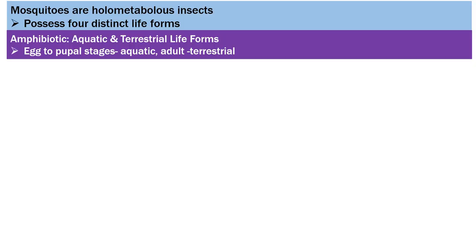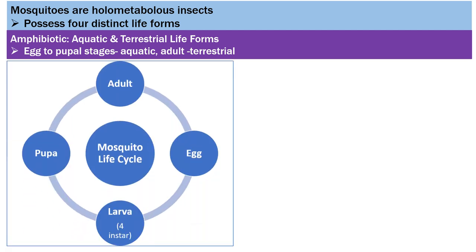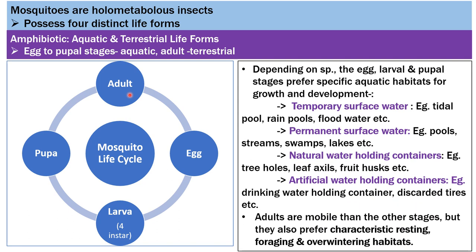Mosquitoes are holometabolous insects. They show complete metamorphosis. In a single life cycle, they possess four distinct life forms, and these are egg, larva, pupa, and adult. Each life form is different from the other life forms. Again, mosquitoes are amphibiotic insects. They pass their egg to pupal stage in aquatic environment and the adult stage in terrestrial environment.